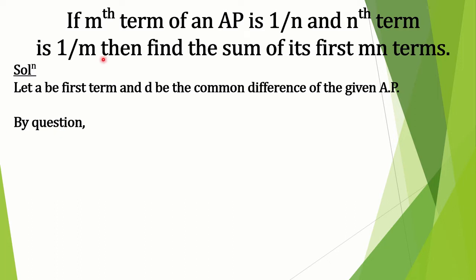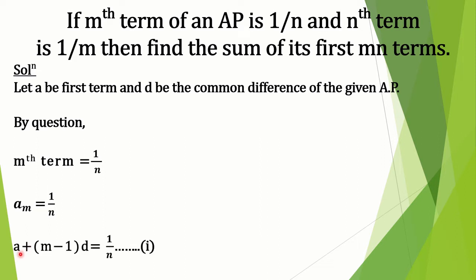Now, by the question, the mth term is 1 over n. And we know the mth term is symbolized by a base m. This a base m can be replaced by a plus (m minus 1) d, equal to 1 over n. This is from the right hand side.